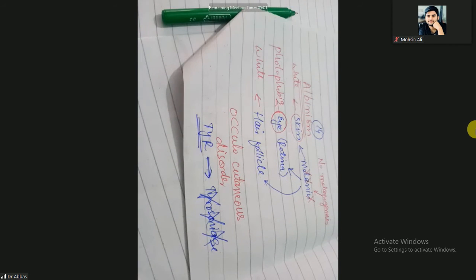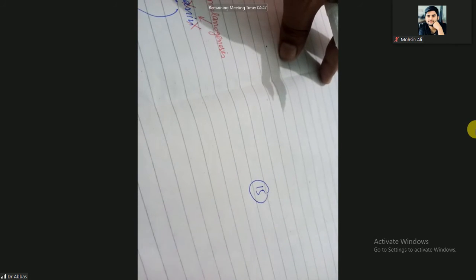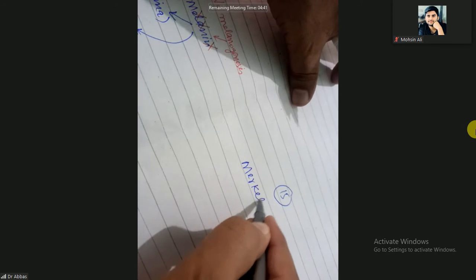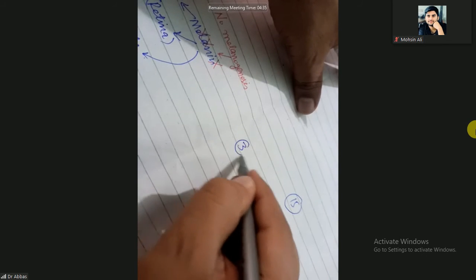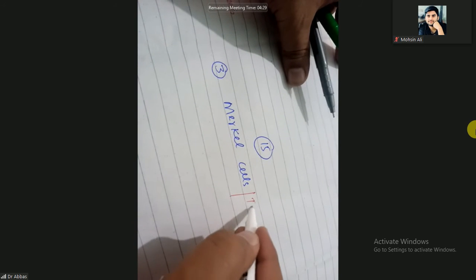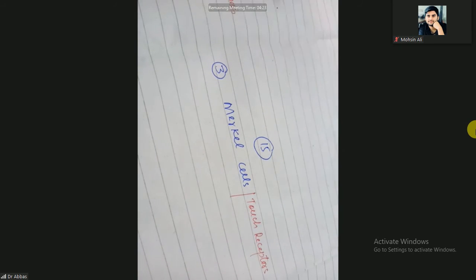Clear? So we have discussed two cells, keratinocytes and melanocytes. Actually, there are four cells of the epidermis. So let's move on to the third cell of the epidermis. It is the Merkel cell. Merkel cells are also known as touch cells or touch receptors.